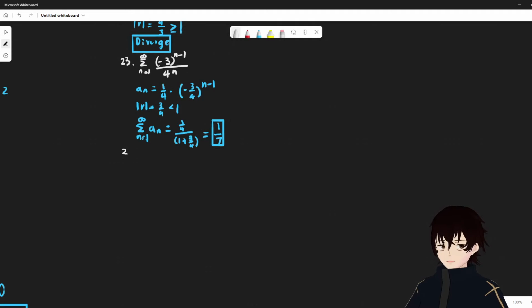Continue on towards 25. 25 says we want the sum n equal to 1 to infinity of e to the power of 2n over 6 to the power of n minus 1. This is a geometric series.